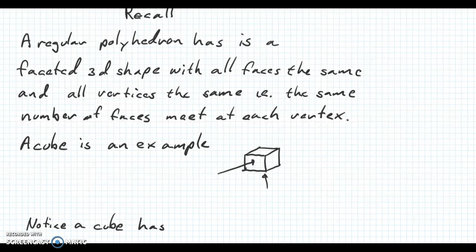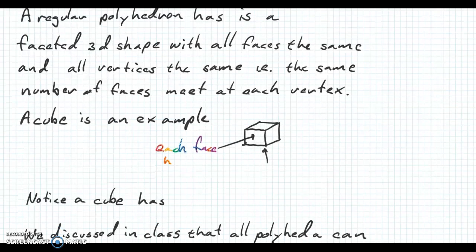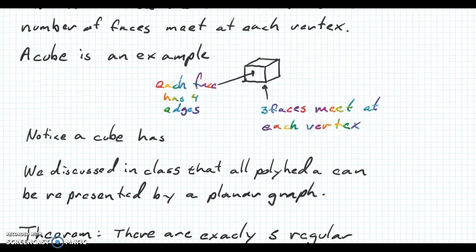So for example, in a square here, each face has 4 edges. And if you look at the vertex, 3 faces meet at each vertex. Actually, I kind of hate that colored pen, but I'm going to stick with it.